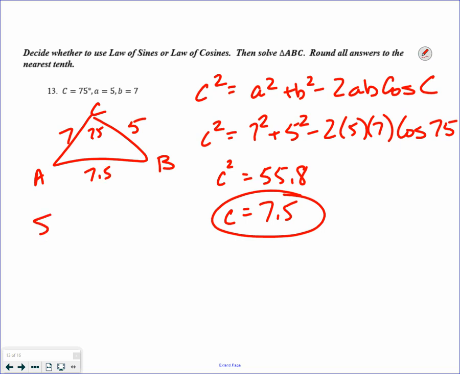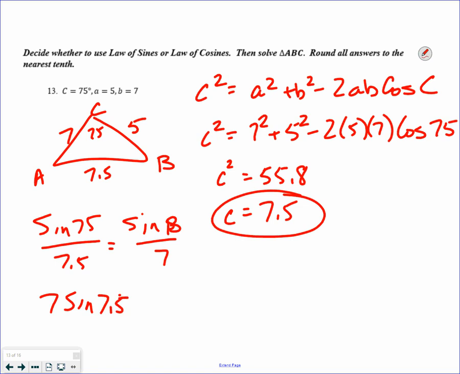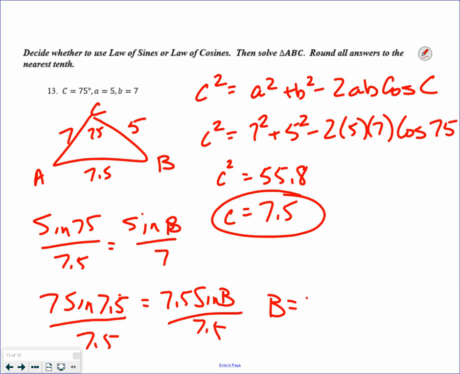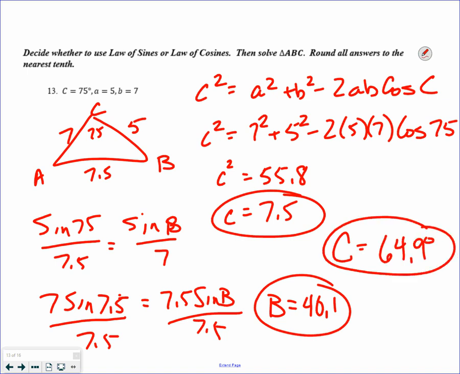sines again. Sine of 75 over 7.5 equals sine of B over 7. Let me try this again. 7 times the sine of 75 equals 7.5 sine of B. Divide by 7.5. Take the inverse sine. B is 40.1, which means angle C, which you don't know yet, is 64.9 degrees.